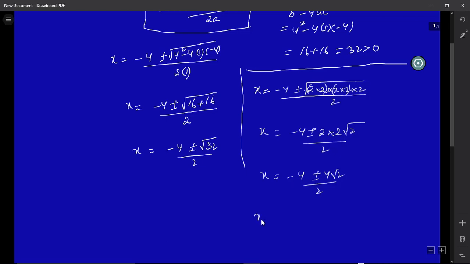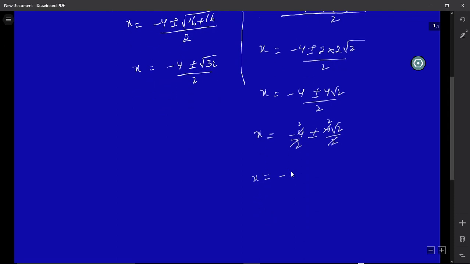Now this 2 I can distribute. This 2 goes under and divides minus 4 also, and it divides 4 root 2 also. 2 1s are 2, 2 2s are 2. So this is what I get here. x is equal to minus 2 plus or minus 2 root 2. Once I'll consider plus, and then the second time I will consider the minus sign. So these are our two roots. x is equal to minus 2 plus 2 root 2, and x is equal to minus 2 minus 2 root 2.